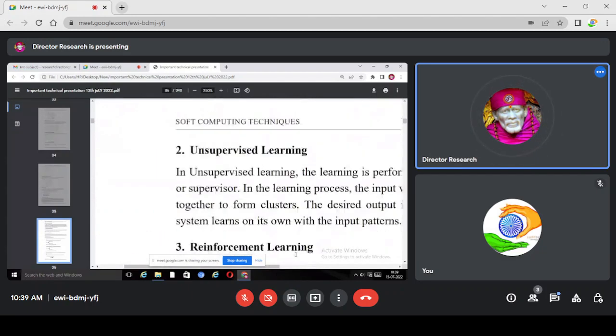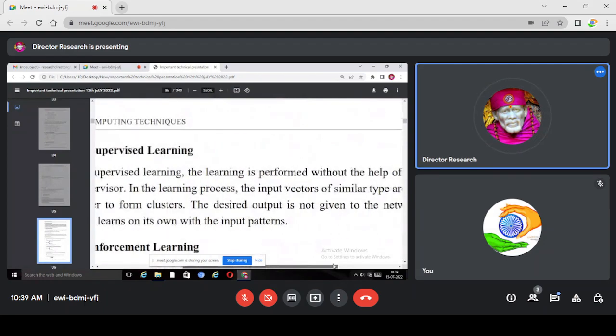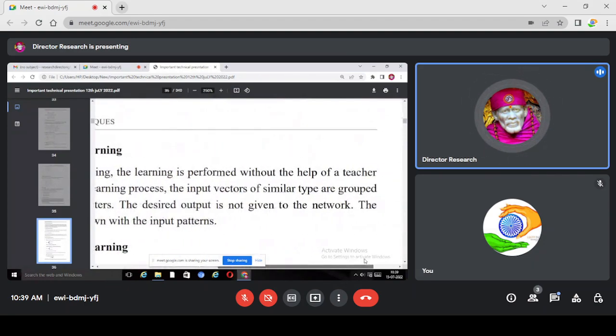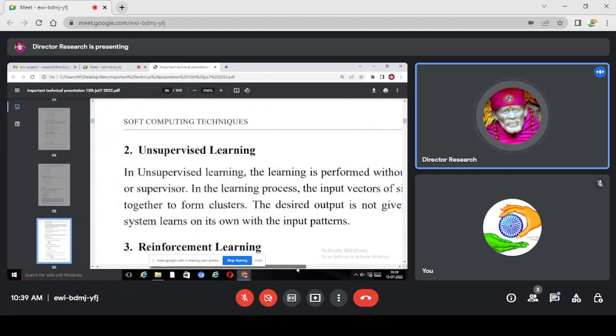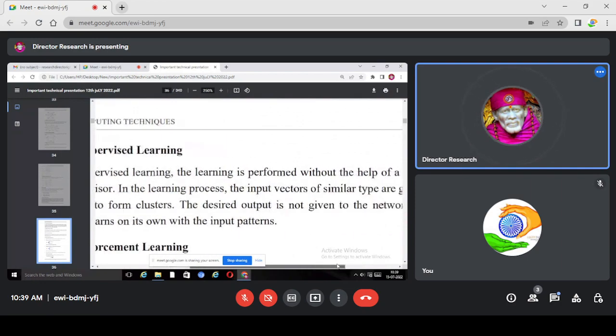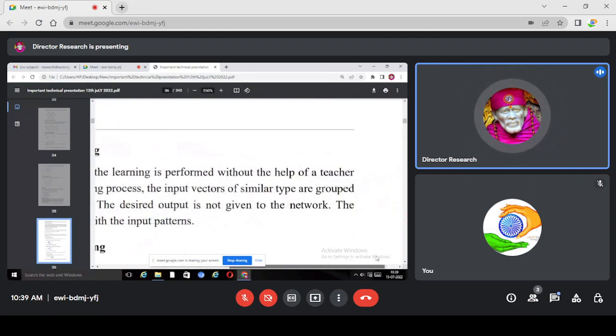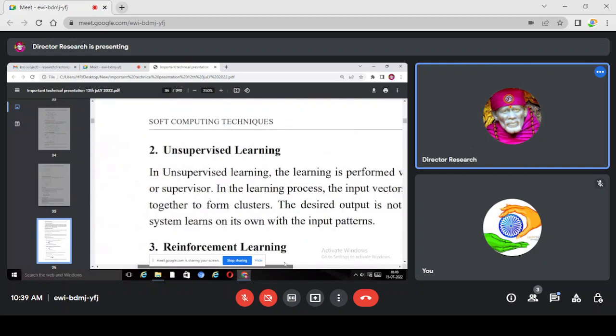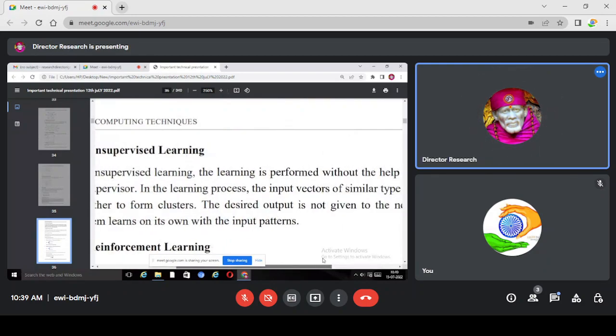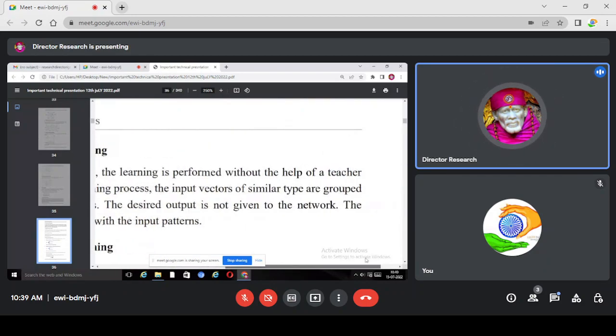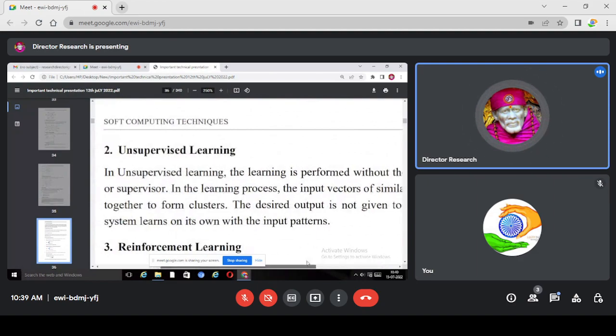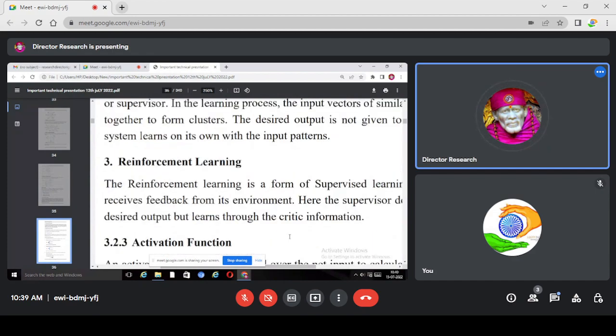Now unsupervised learning. In unsupervised learning, the learning is performed without the help of a teacher or a supervisor. In the learning process, input vectors of similar type are grouped together to form clusters. The desired output is not given to the network. The system learns on its own with input patterns.